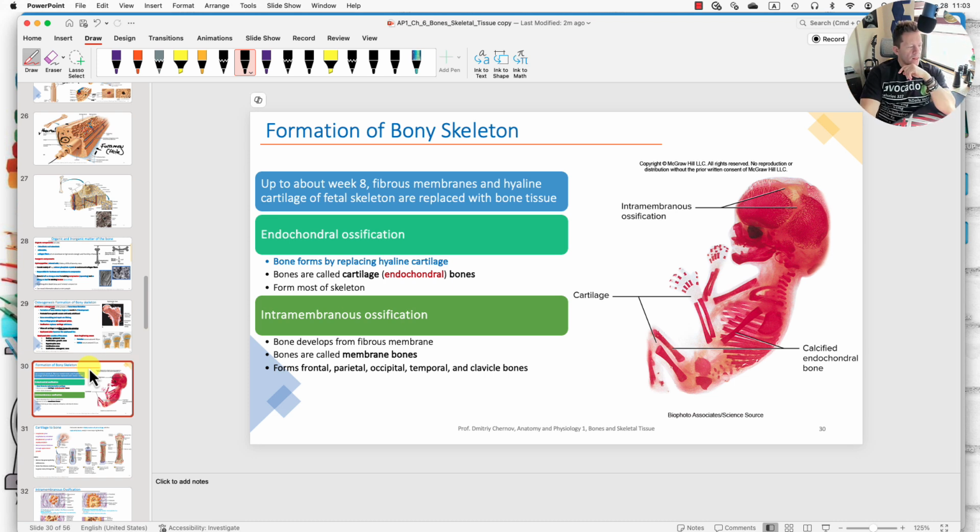And there is intramembranous ossification. The bone develops from fibrous membrane, collagen fibers. These bones are called membrane bones. They form the frontal, parietal, occipital, temporal, and clavicle bones. That's intramembranous ossification. It's not the complete list, so there's more.